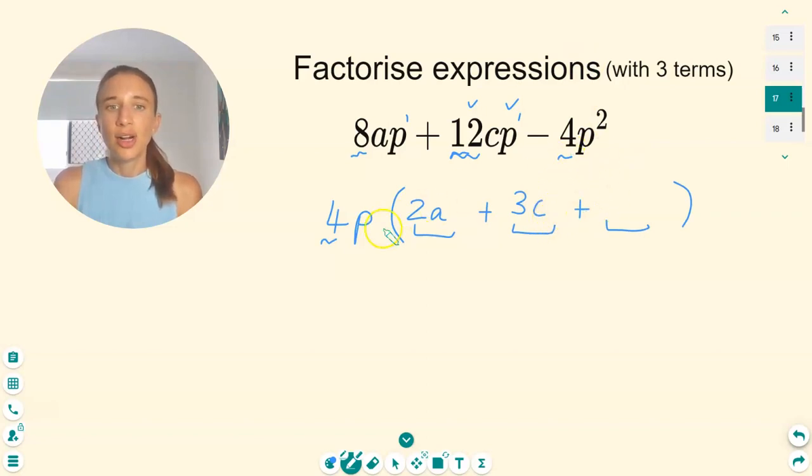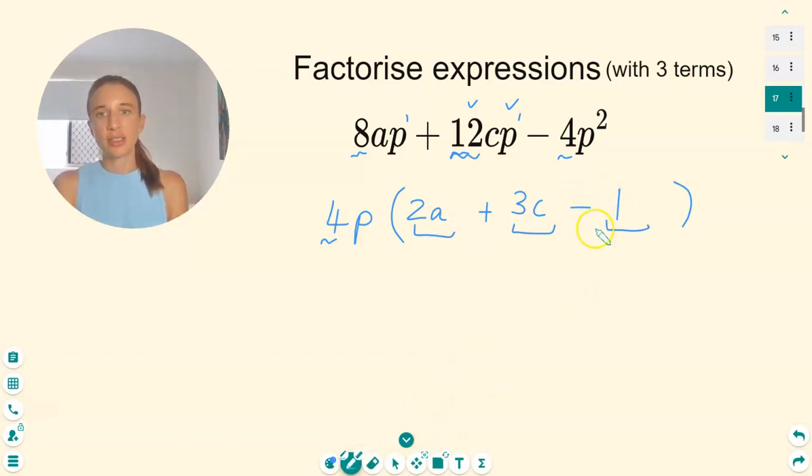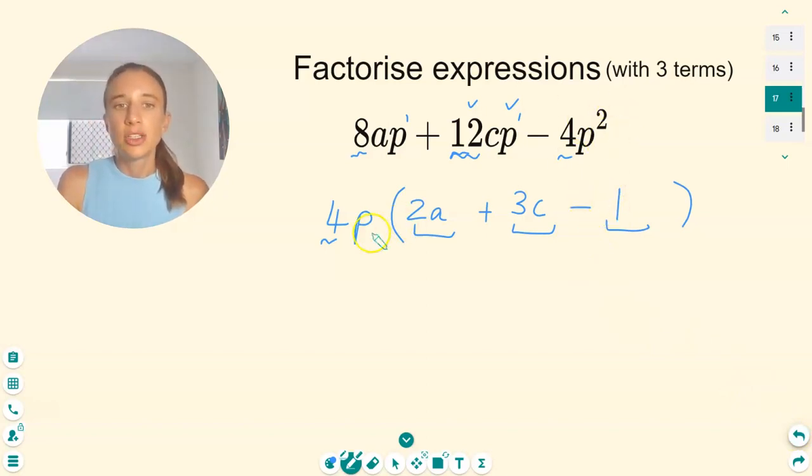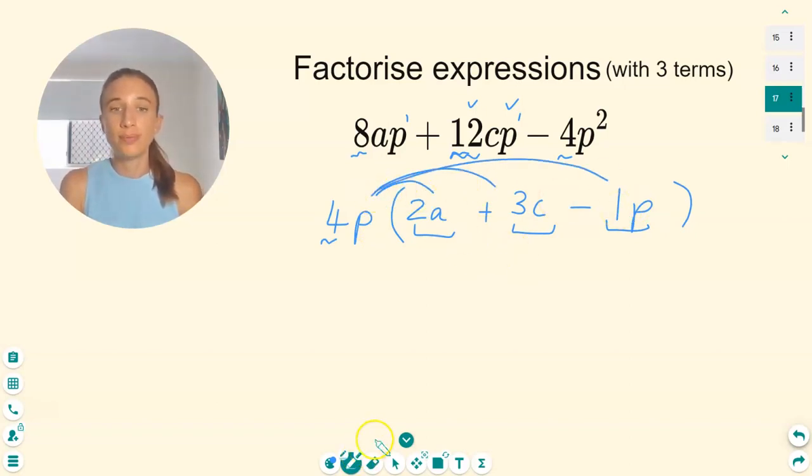Done. All right, 4p times what gives me negative 4p squared? Well, 4 times 1 gives me 4. 4 times negative 1 will give me negative 4. So I can change that, okay, to a negative. 4p times negative 1, negative 4p. We need p squared, right? So p times p gives p squared. And we factorize.